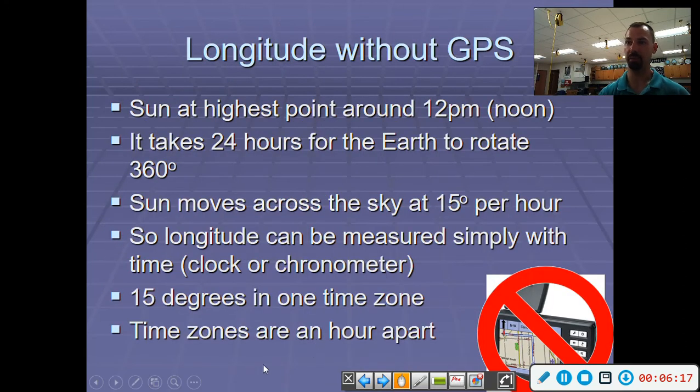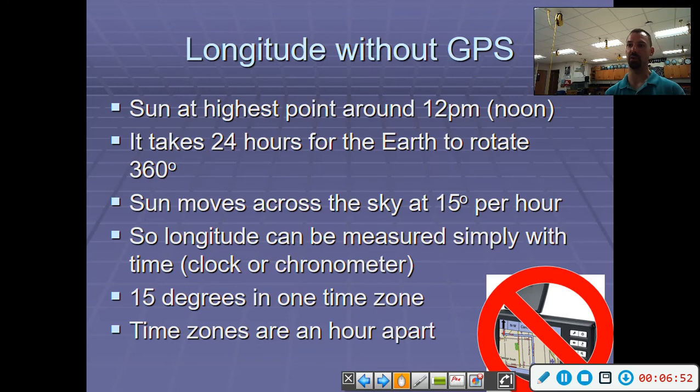Okay, without GPS, we could use the sun as our tracker. The sun is at its highest point around noontime. It takes 24 hours for the Earth to rotate 360 degrees. So we can actually know that the sun moves across the sky at 15 degrees per hour. So we can track that along with our movements and using a clock, and we can figure out approximately where our longitude is from the previous hour or hours.